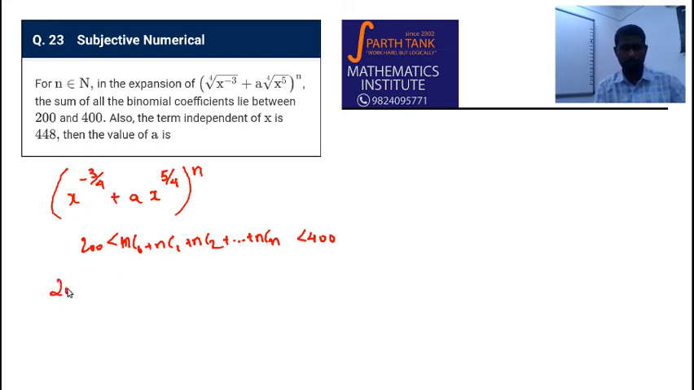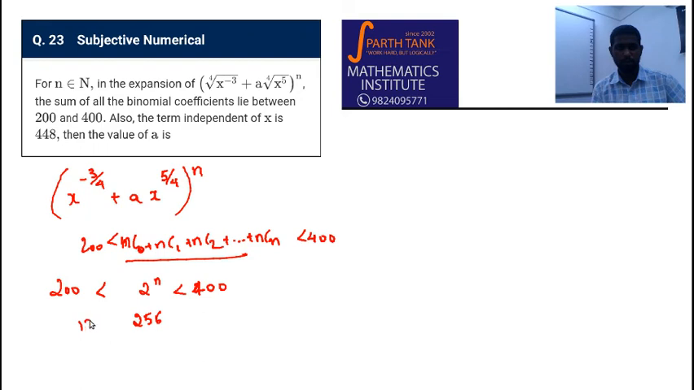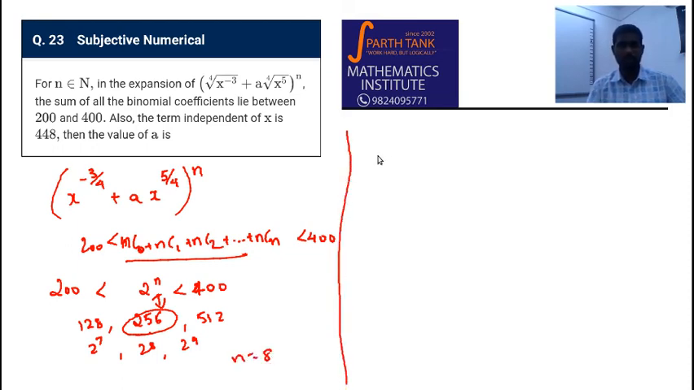Now first let us find n from this. We know that this summation is nothing but 2 raised to n. And if we see which power of 2 lies between 200 and 400, it is only 256. Because 2 power 7 is 128, 2 power 8 is 256, 2 power 9 is 512. So 2 power 8, 256, is the only thing which gives n is 8. So that is the first thing here. So you have n is equal to 8.